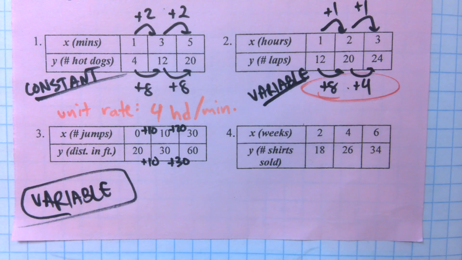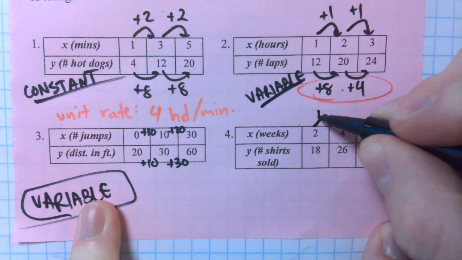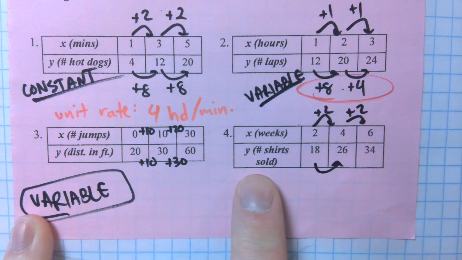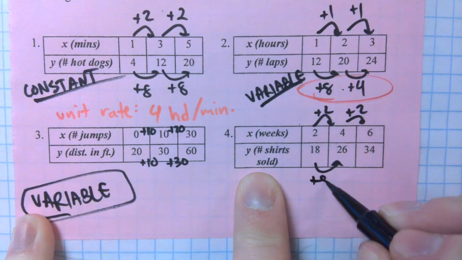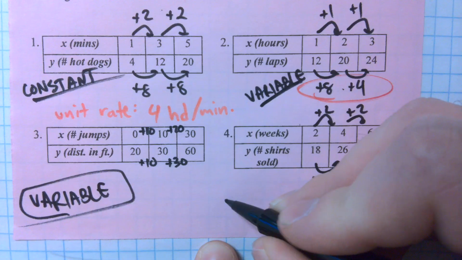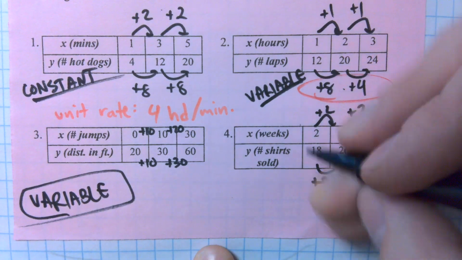Go ahead. And last one, weeks from 2 to 4. How do I get from 2 to 4? +2. What about from 4 to 6? +2. Thank you. On the bottom, number of shirts sold from 18 to 26 is +8. 26 to 34 is +8. Constant or variable for this last one? Constant.